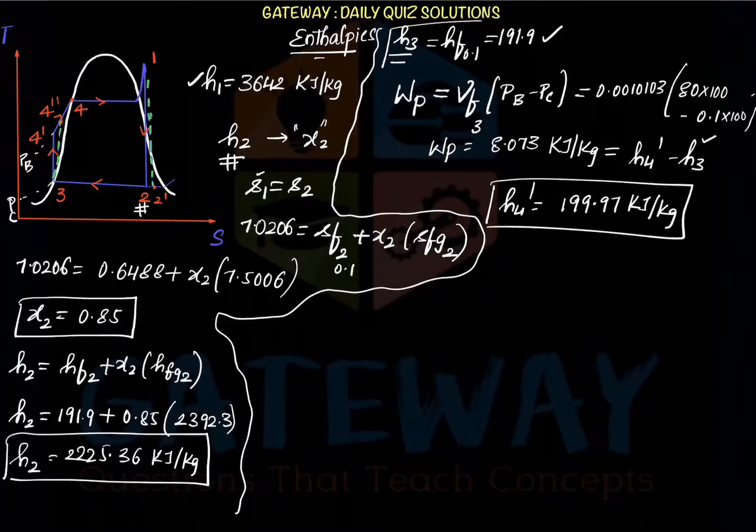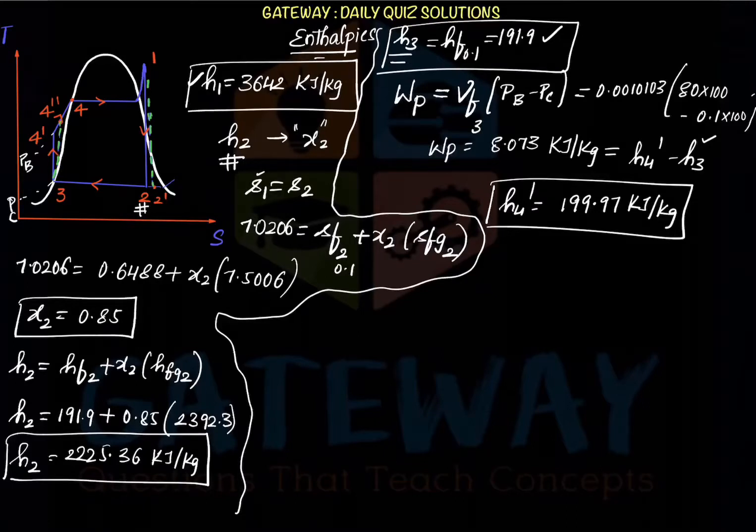H4 dash was known, H3 was known, H2 was known, H1 was known. Every value is being obtained. H4 was also known in the question, but that is of no use here for us. We need only the data for the pump and the turbine. For the pump, the actual value is between 4 dash, 4 double dash and 3. The ideal value is between 4 dash and 3. And for the turbine, the actual value is between 1 and 2 dash, but the ideal value is between 1 and 2. So we need to calculate H4 double dash and also H2 dash.